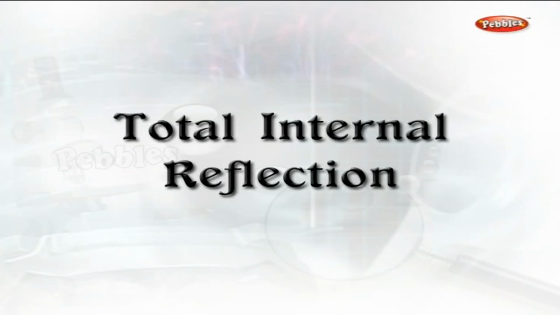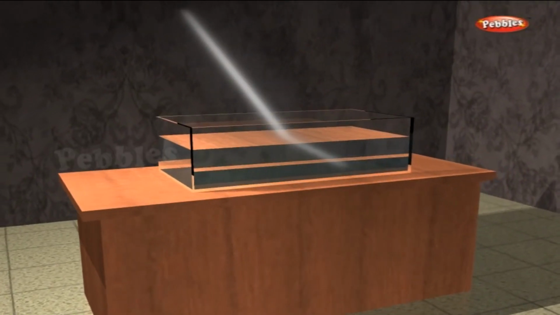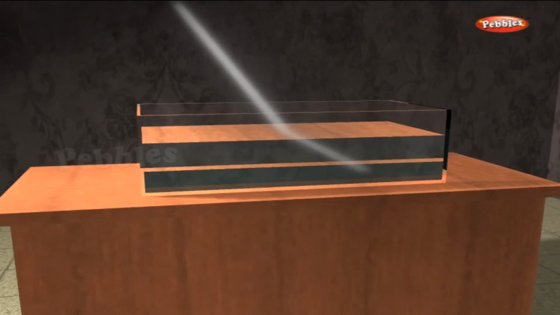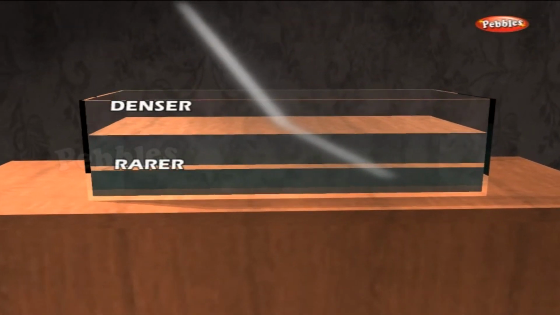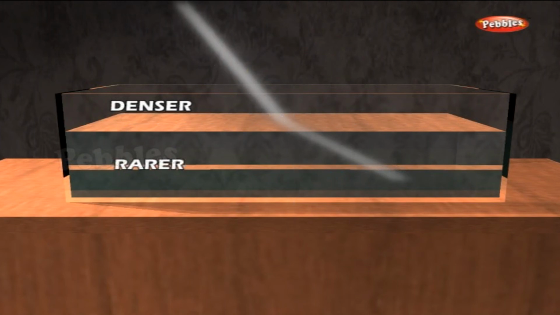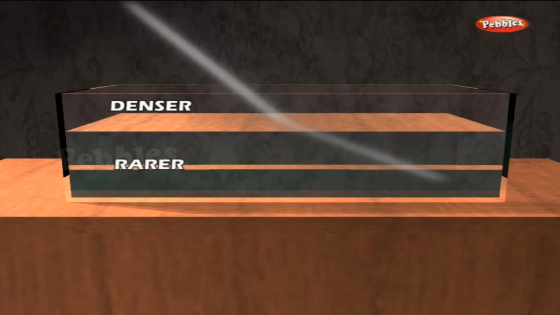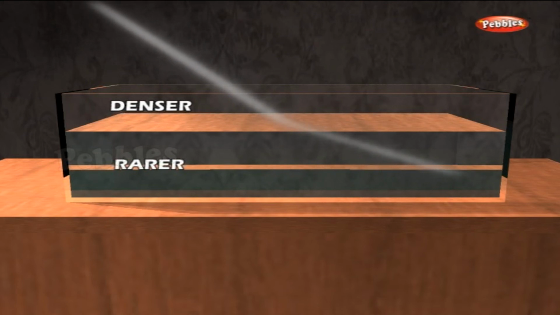Total internal reflection. When a ray of light travels from a denser medium to a rarer medium, the refracted ray bends away from the normal. The angle of refraction is greater than the angle of incidence. As the angle of incidence increases, the angle of refraction also increases.